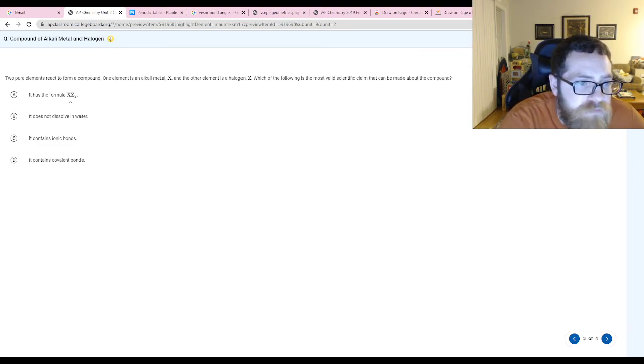So first off, from the formula with a 1+ and a 1-, this is just going to be false. It probably would dissolve in water. Most alkali metals do. It would not contain a covalent bond, because a covalent bond tends to be between two nonmetals. But by definition, an ionic bond tends to be one metal and one nonmetal, because metals are really good at forming positive ions, and nonmetals are really good at forming negative ions. So you would expect it to contain an ionic bond.